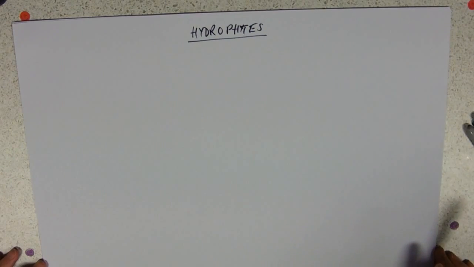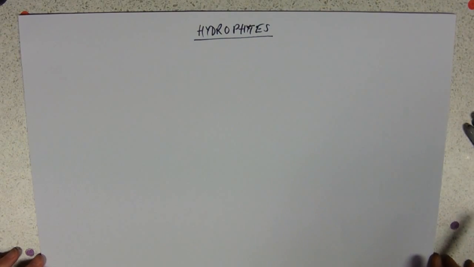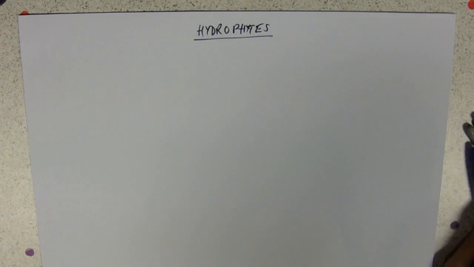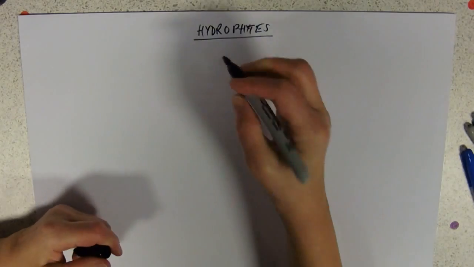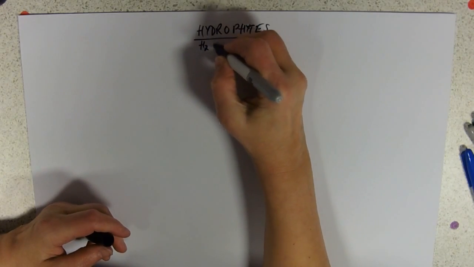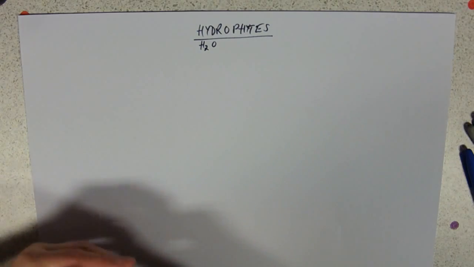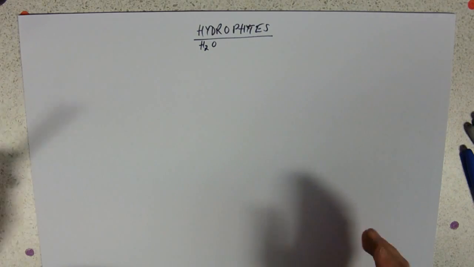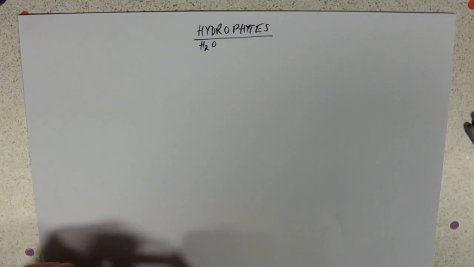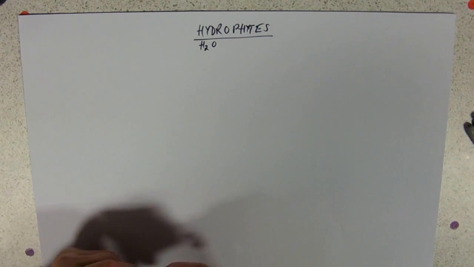Okay, just to go to the other extreme really, you also need to know the adaptations of hydrophytes. Now obviously hydro means water, so these are plants that are adapted to live on or in water. So probably the most famous example of this is the water lily.